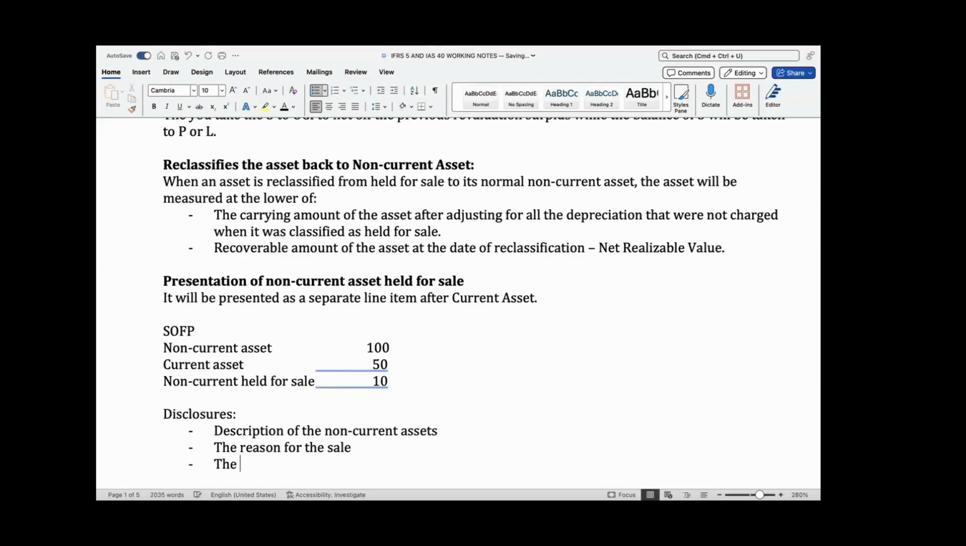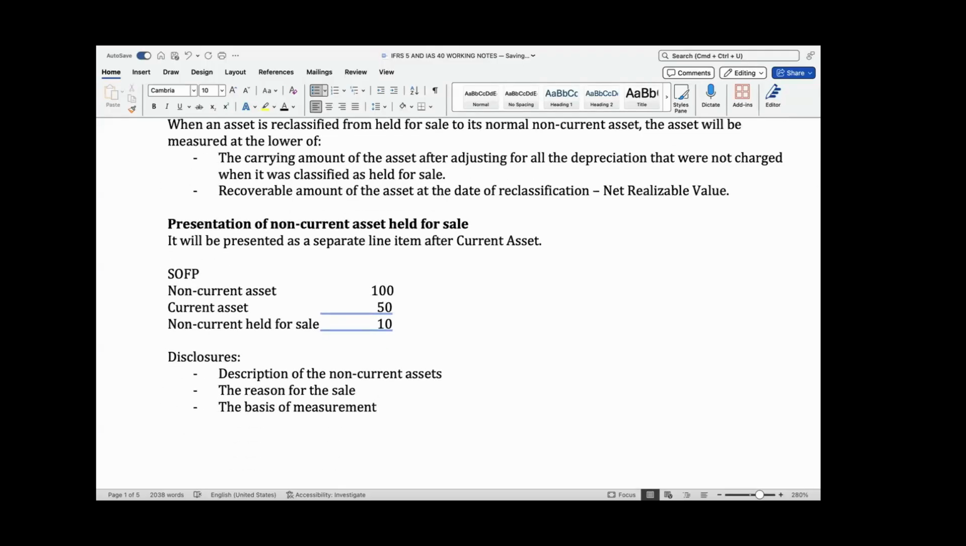You need to tell us the basis of measurement. How do you then eventually measure it? Was it the carrying amount? Was it the net realizable value? You need to tell us the measurement of these non-current assets. And finally, if there's any impairment loss, you need to separately disclose it to us. Let us see the impairment loss, if any. And that is it about non-current assets held for sale.